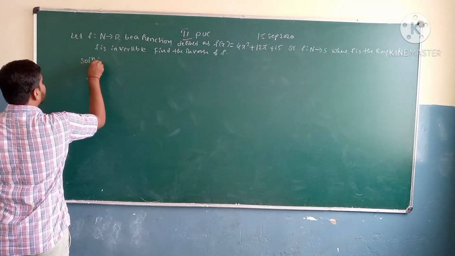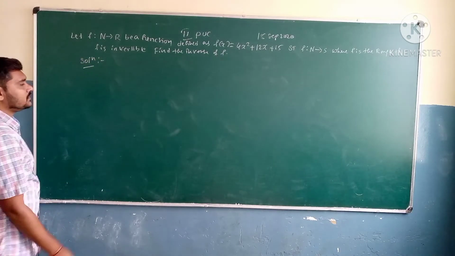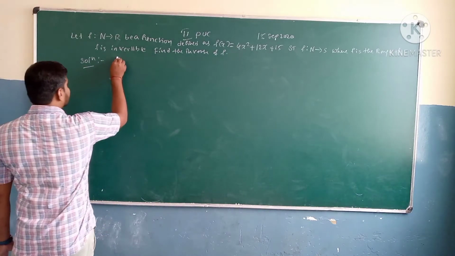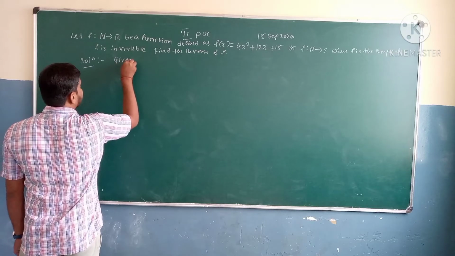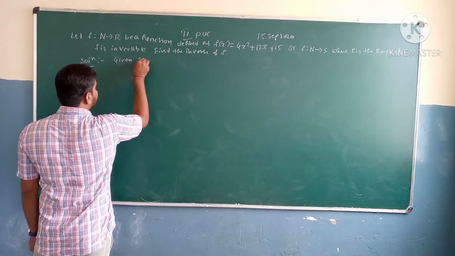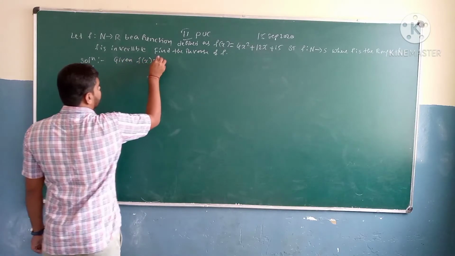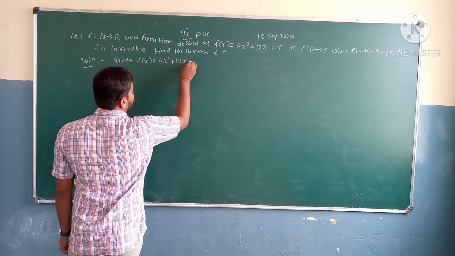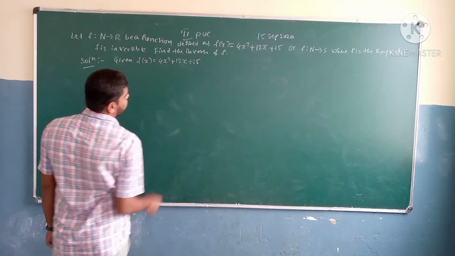So this problem requires a lot of calculation. If you put in the calculation part carefully, then these things are going to be easy. So given f of x is equal to 4x square plus 12x plus 15.